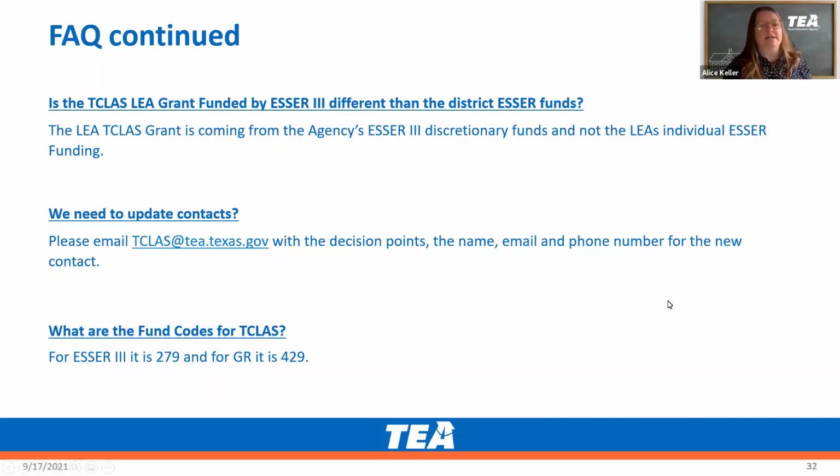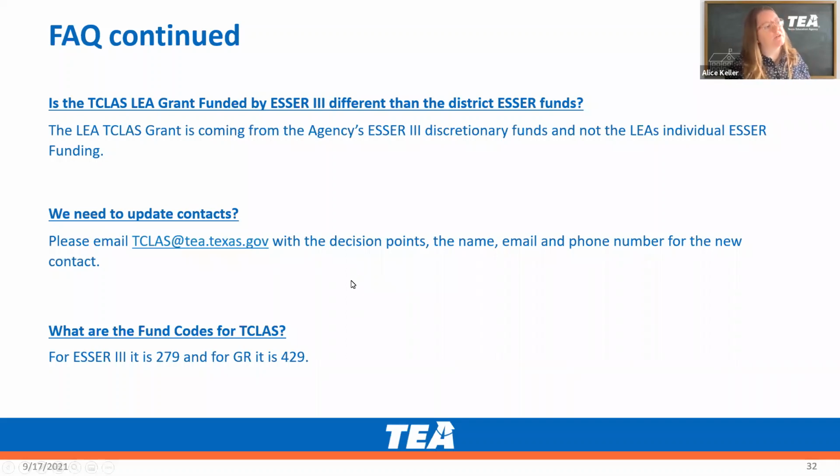We need to update contacts. We submitted our survey, our contact has now changed, we entered the wrong person. We can absolutely update contacts for each decision point or your primary contact. Please email the TCLAS inbox with the decision points, or whether or not it's the primary contact, and the name, email, and phone number of the new person, and we can get that updated for everyone.